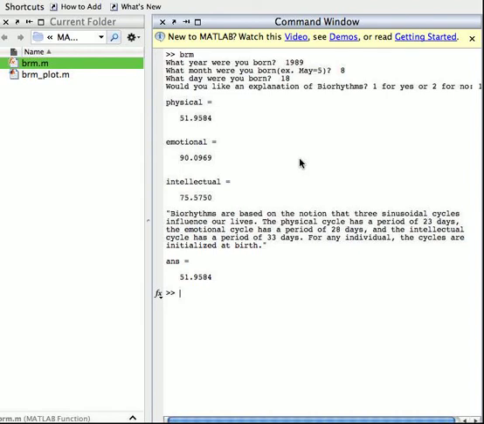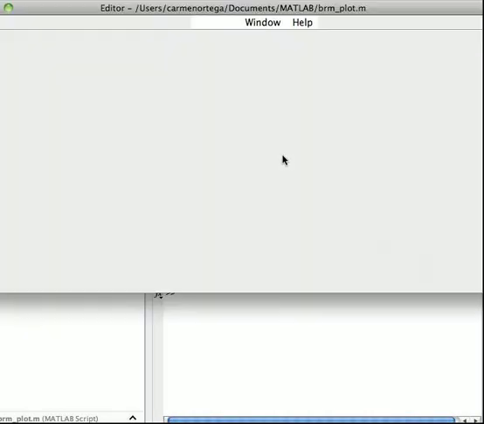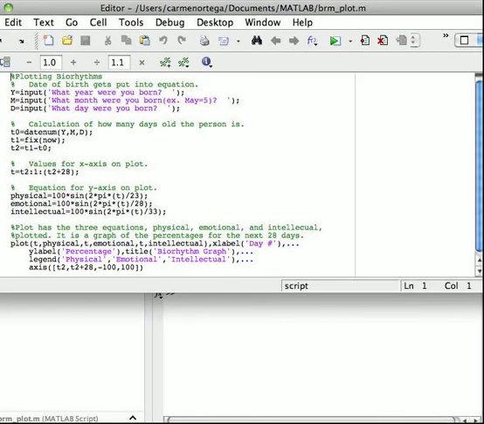Now here is the script that plots the biorhythms. You enter the same things that you were to enter into the function, which is your date of birth, Y for the year, M for the month, and D for the day. And then it does the same calculations to calculate how many days old a person is, the datenum, the fix now, and then the fix now minus the datenum.